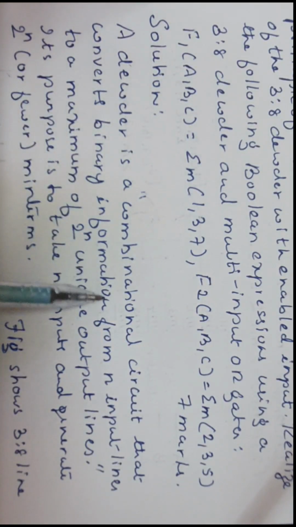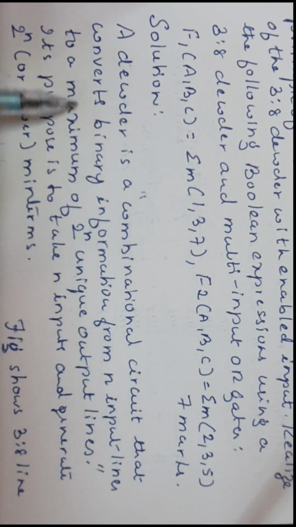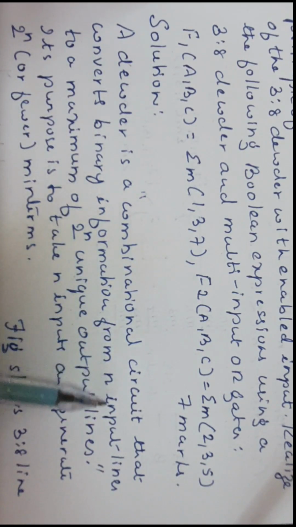Solution. A decoder is a combinational circuit that converts binary information from n input lines to a maximum of 2^n unique output lines. Its purpose is to take n inputs and generate 2^n (or fewer) minterms.